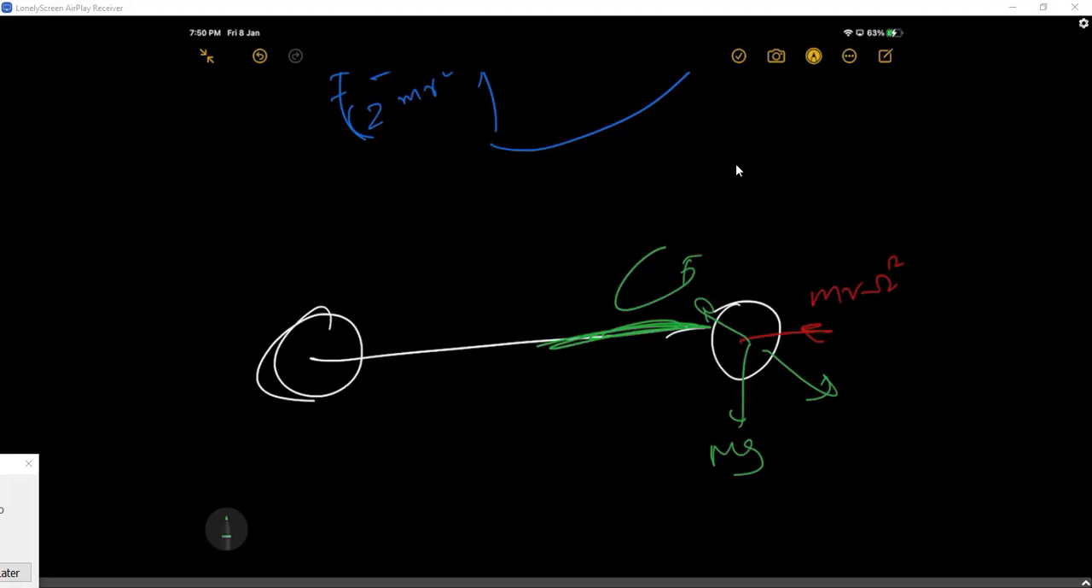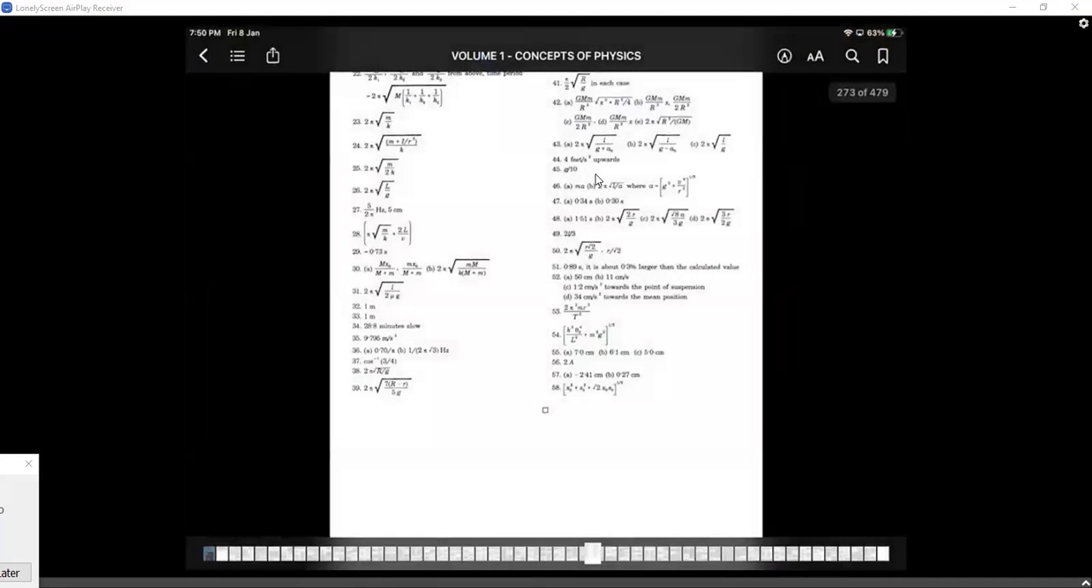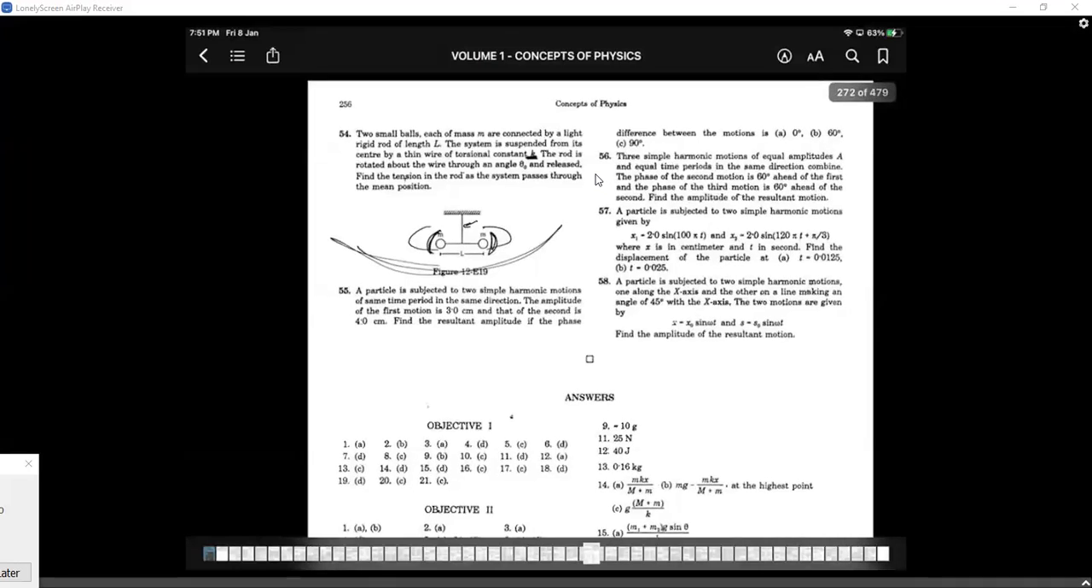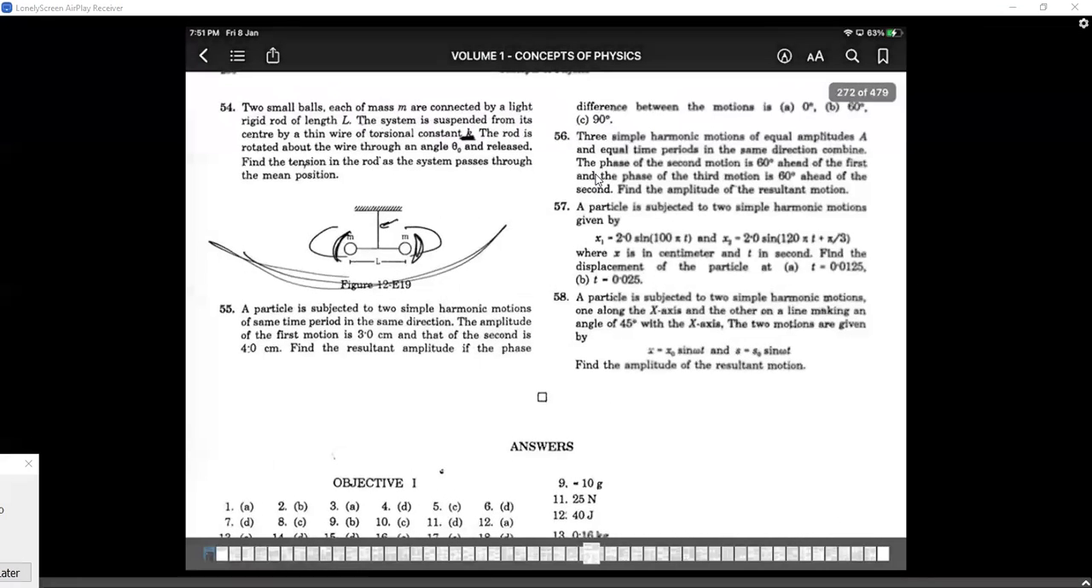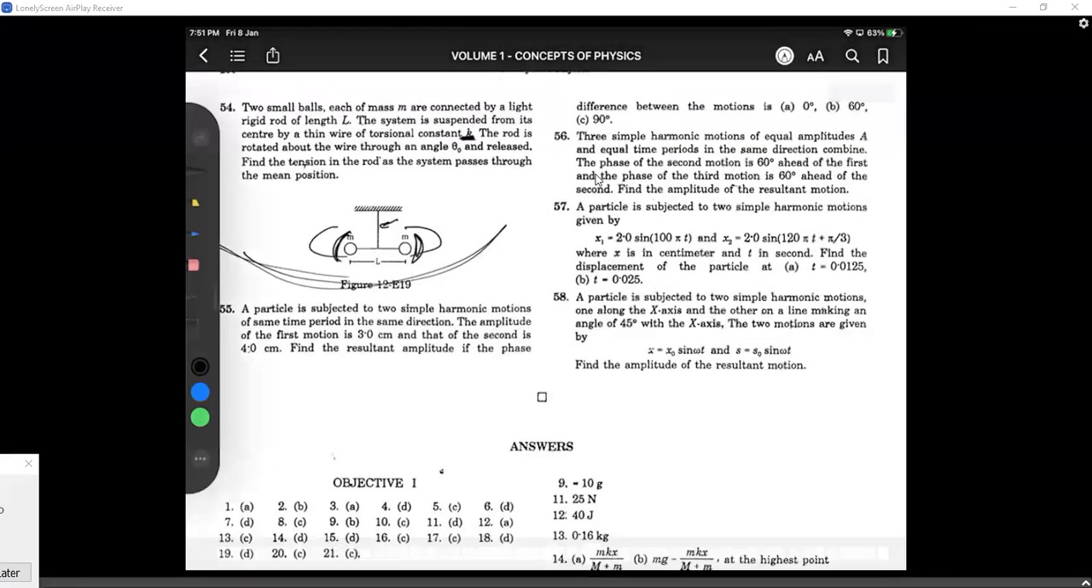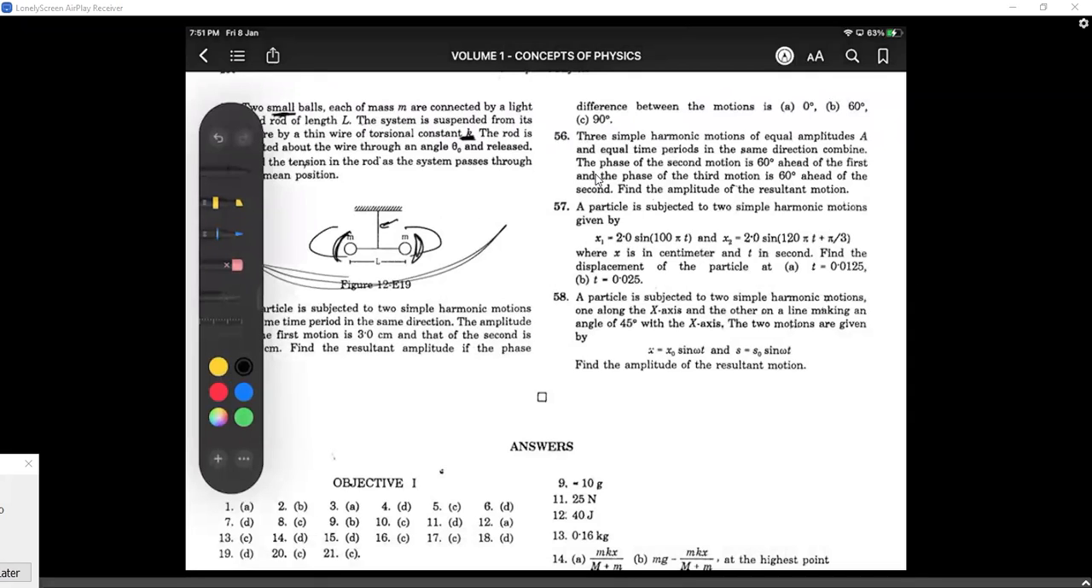Sharath asks: the moment of inertia is 2 by 5 m r square for each ball, right? They mentioned in the diagram that the balls are very small, so you don't have to do that. Point mass, sir. Yeah, point mass. You can simply consider them as point masses.